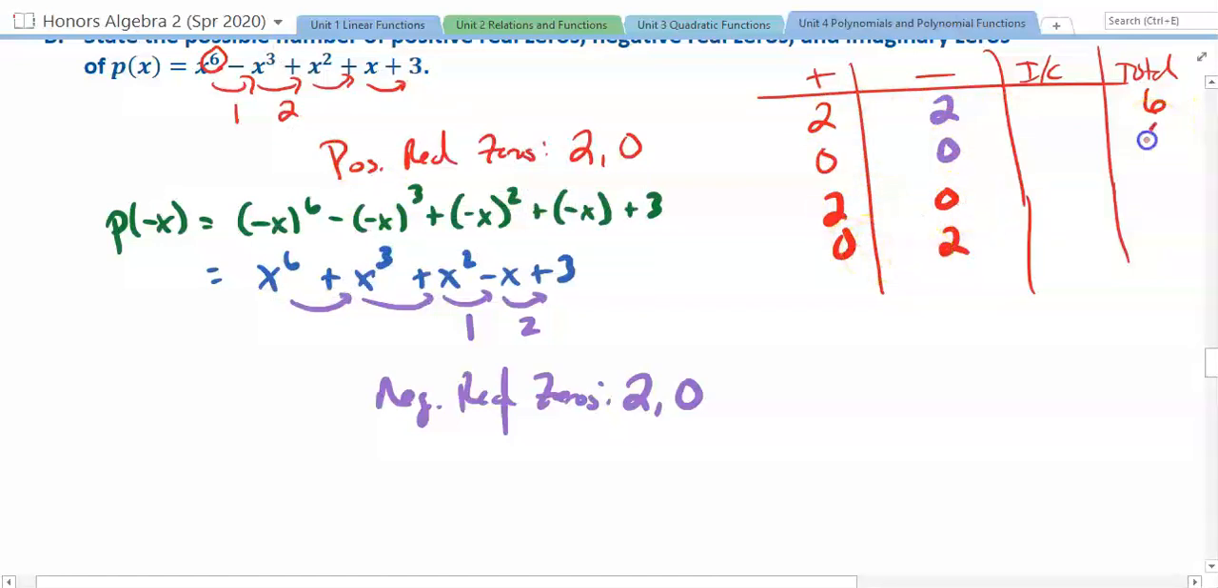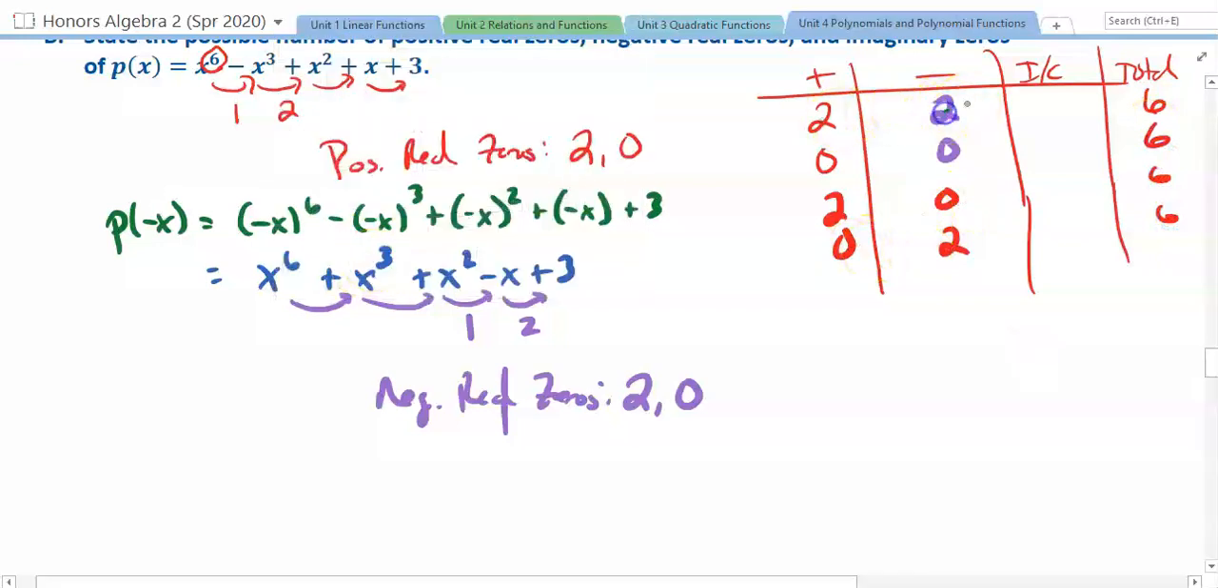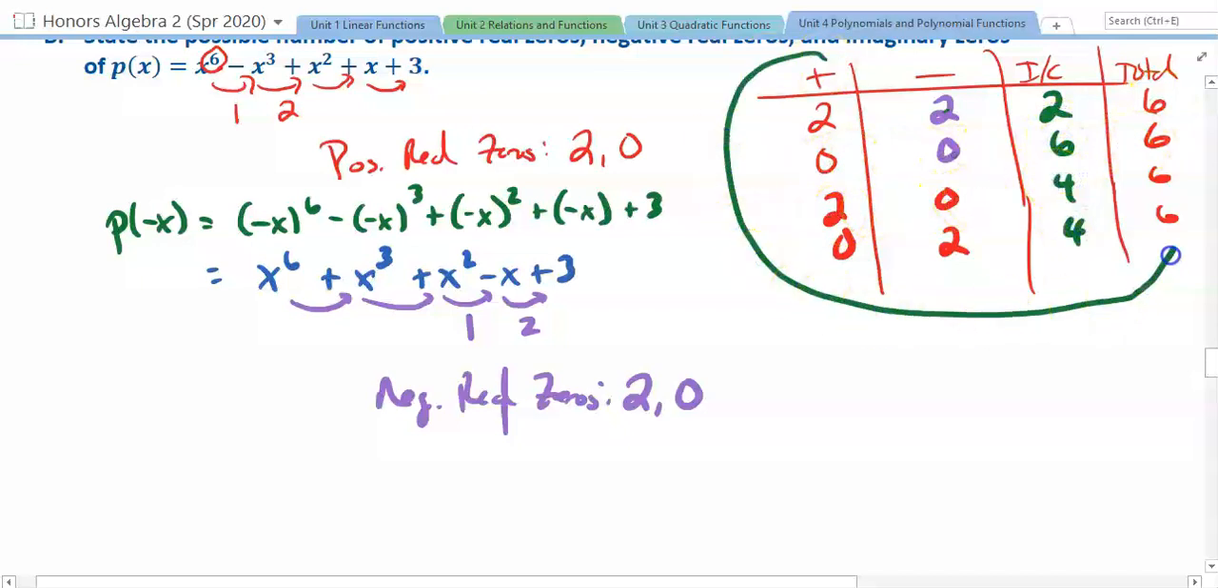And again, we're adding up to 6 for all of these, and so 2 plus 2 is 4, so that leaves me with 2 to get to 6. 0 and 0 would give me all 6 being imaginary or complex. This will leave 4 and 4. So again, Descartes' rule of signs shows me that these are the possible combinations.